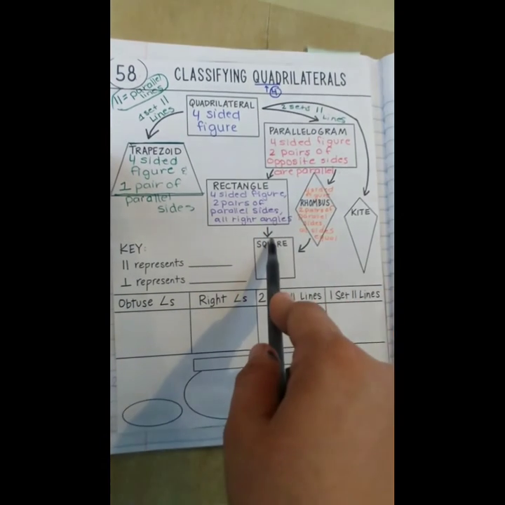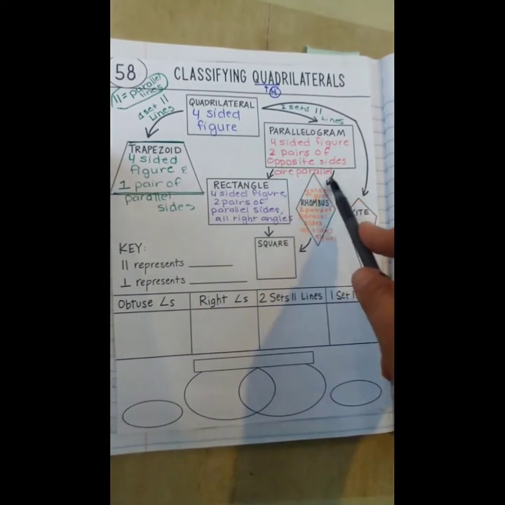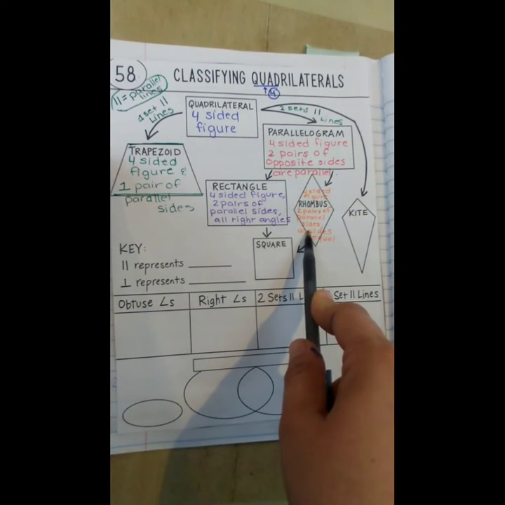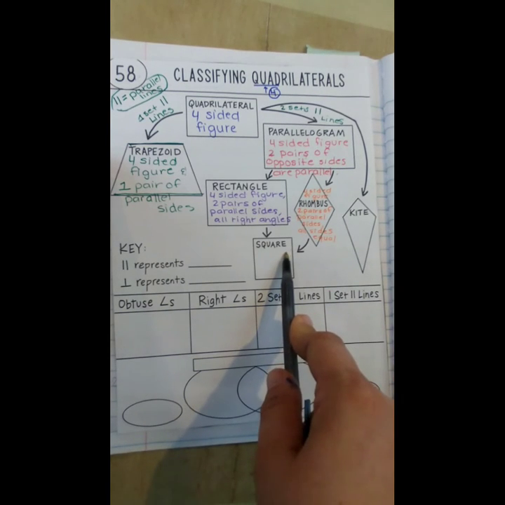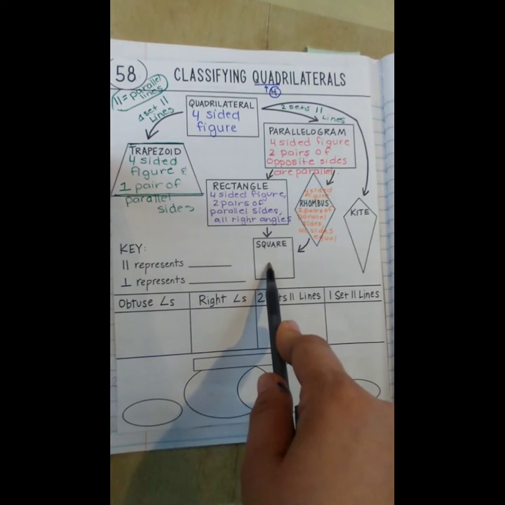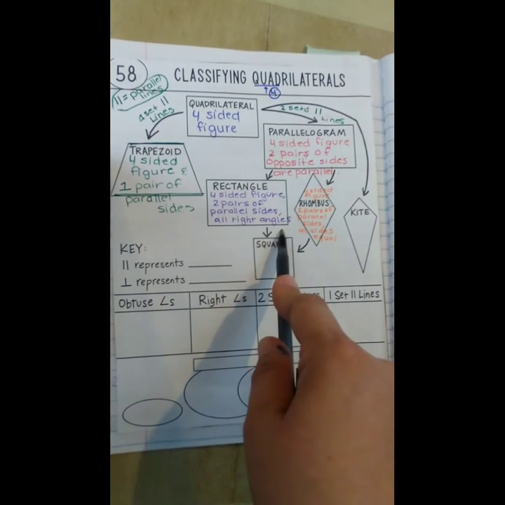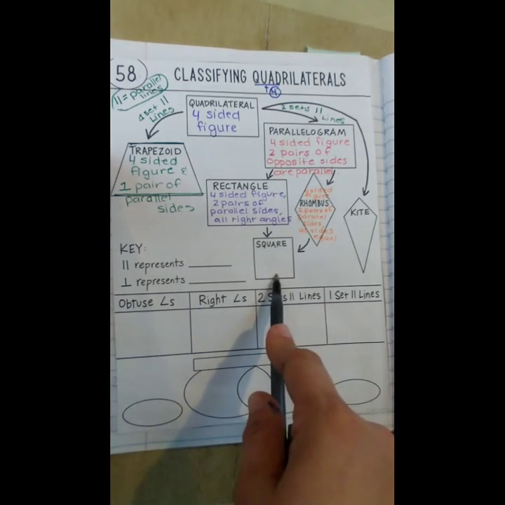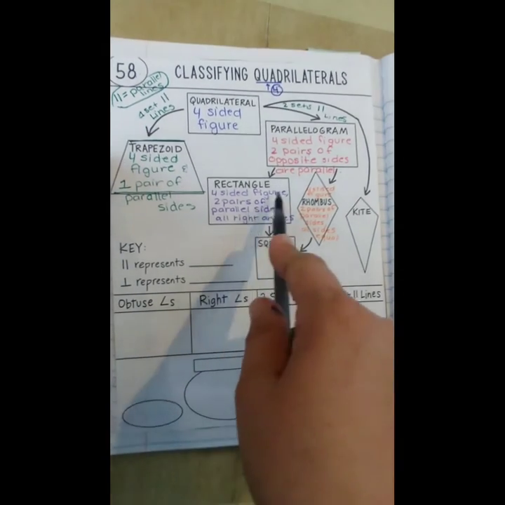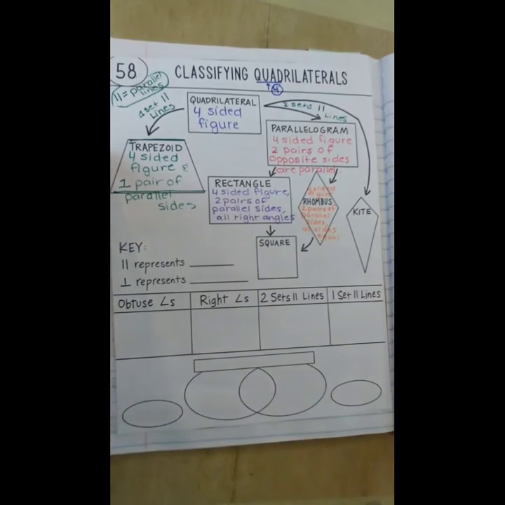Now I'm going to say, does it have all right angles? If it does, then it could be a square. Okay? Are all the sides equal? If it does, it could be a square if it's both. So a square is a rectangle and a rhombus put together. Does that make sense? Because a rectangle has all right angles, which is a square, and a rhombus has all the sides that are equal. So a square is a rectangle and a rhombus. So if it's both of these, you have a square.